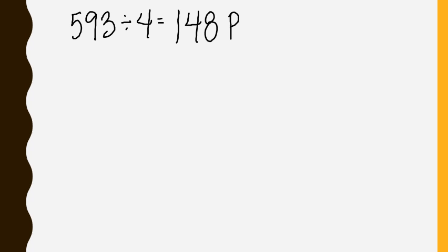Now, if I was to check this problem, I would write out my problem. It was 593 divided by 4, and my answer was 148, remainder 1. In order to check my problem, I have to identify all of the parts of my problem. This first number right here is called my dividend. The dividend is the number that you are splitting into equal parts.